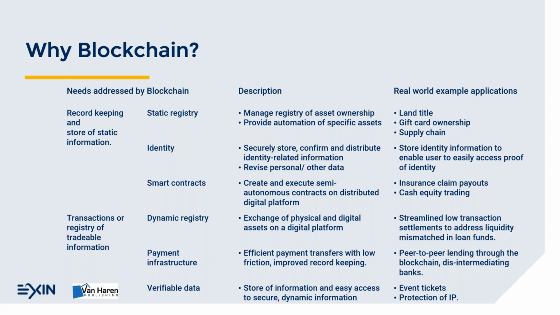Smart contracts, things like insurance claims payouts, dynamic registry in terms of exchanging physical or digital assets, like an auction or something like that. And of course, the payment infrastructure that we know from Bitcoin. The last category is verifiable data, things like event tickets and protection of intellectual property. There's a very neat application in terms of protecting intellectual property in the music business.